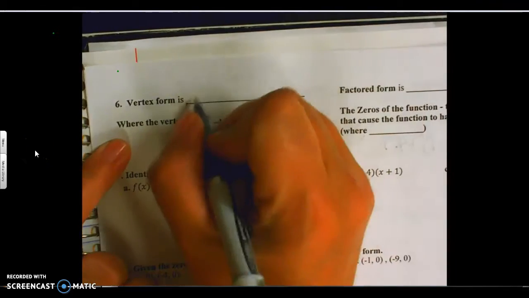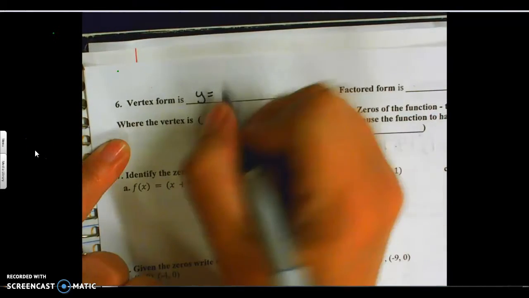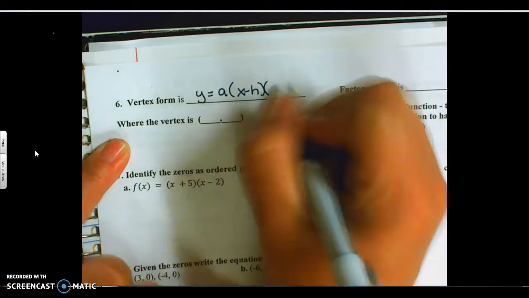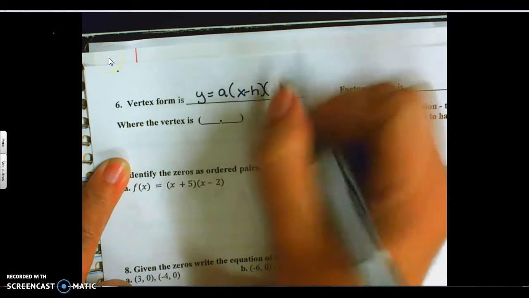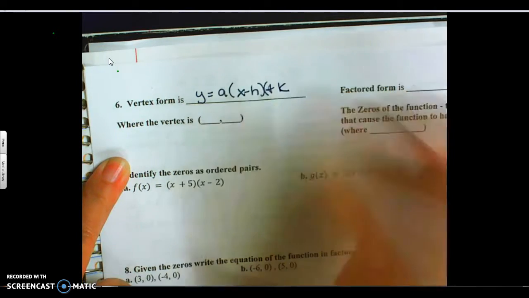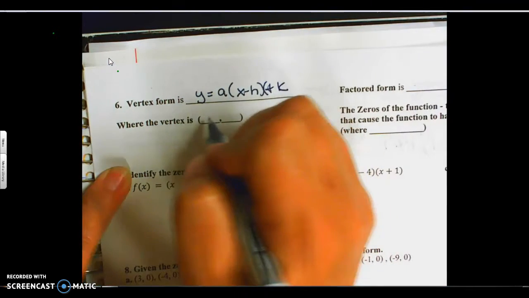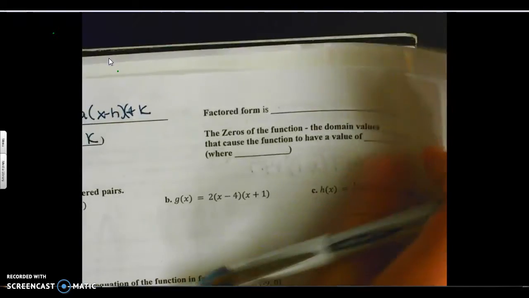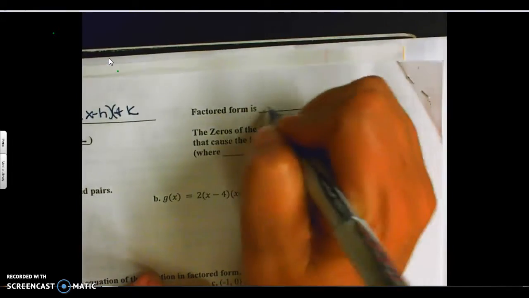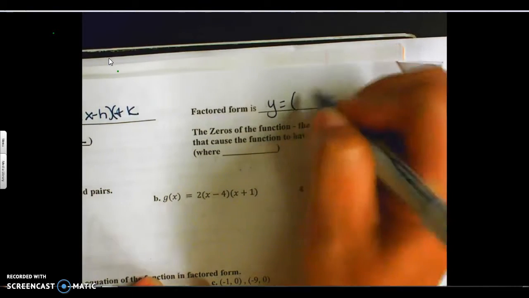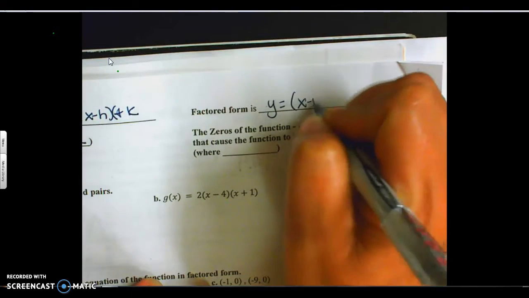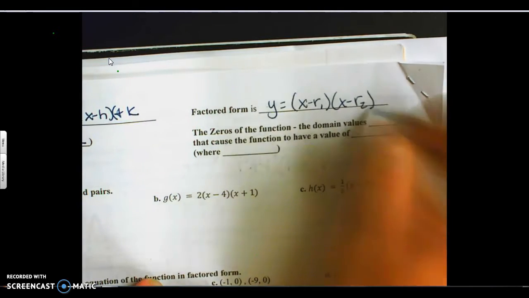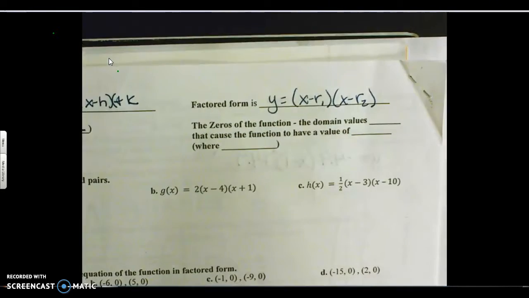Vertex form is y equals a times x minus h, plus k, my fault, extra parenthesis, where the vertex is h, k. Factored form is y equals x minus r1, x minus r2. Okay.